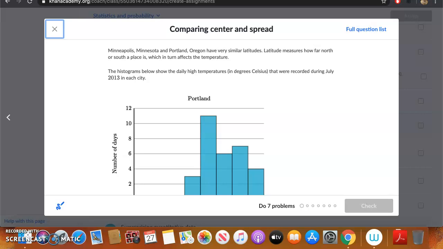Hi everyone. Today we're going to be looking at comparing center and spread. Okay, comparing center and spread. Last time we looked at comparing data displays. All right, so let's take a look at what center and spread is.